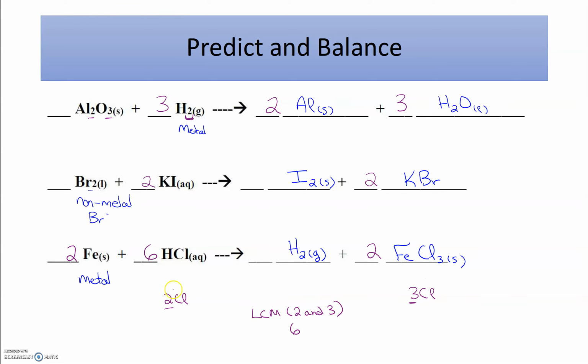And now I've got to double check hydrogen. Hydrogen, I've got 6 on my reactant side, on my product side, I only have 2. And what that means is I'm going to need to change the coefficient. So I need to get 6 hydrogens on my product side. So that means I'm going to need to have 3 of those hydrogen molecules to get 6. And now I've got that last equation balanced.